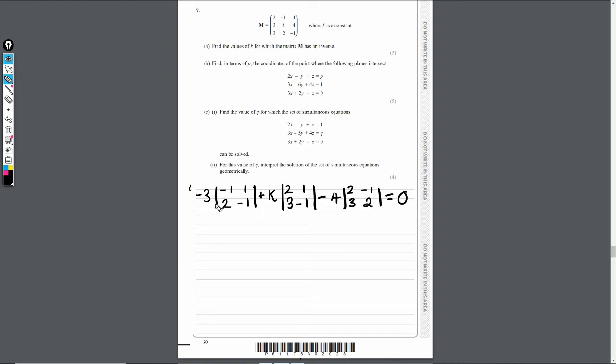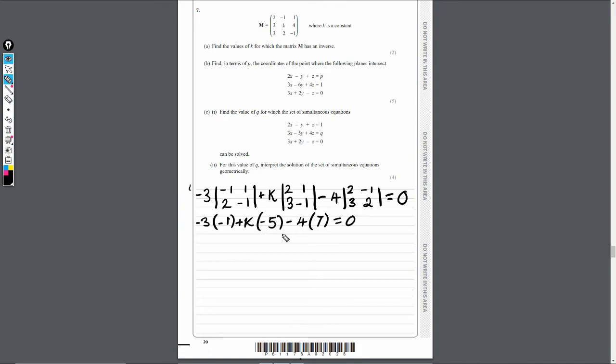So it's minus 3 lots of, minus 1 times minus 1, so that's 1, minus 1 times 2. So that's going to be 1 minus 2, so that's going to be minus 1 in there. I've then got plus k lots of this, so plus k lots. 2 times minus 1, so that's going to be minus 2, minus this 3 here. So I'm going to get minus 5 times k, so that's going to be k lots of minus 5. So we'll just simplify in a second. And then I'm going to have minus 4 again. 2 times 2 is 4, minus 3 times minus 1, so it's going to be 7 in total. Okay, so I'm going to get minus 4 lots of 7. And this is going to be equal to 0.